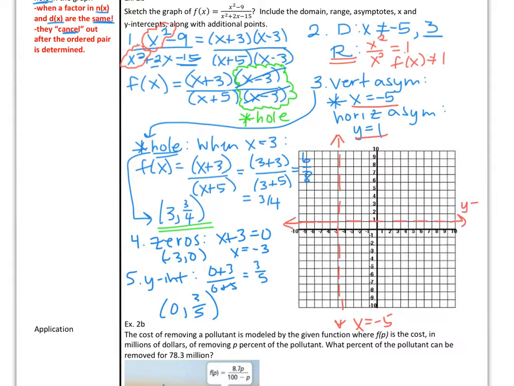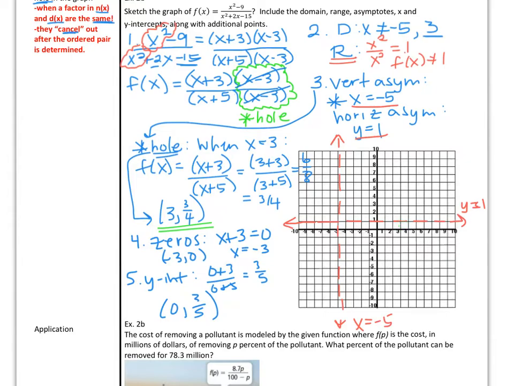And label that. Now we need to draw in that hole in the graph. So I'm going to go over to 3 and then draw an open circle that represents a hole in the graph right there. I know, that's pretty rough looking.